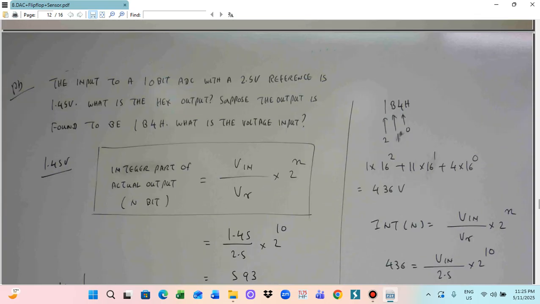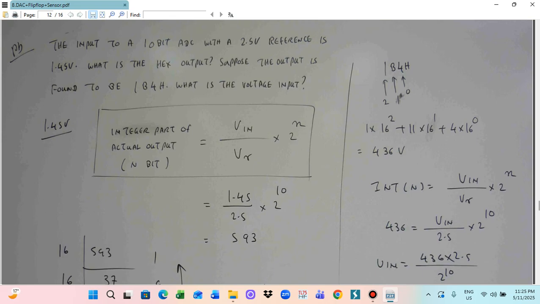The next problem: the input of a 10-bit analog-to-digital converter with a 2.5 volt reference is 1.45 volt. What is the hex output? Suppose the output is found to be 1B4H. What is the input?